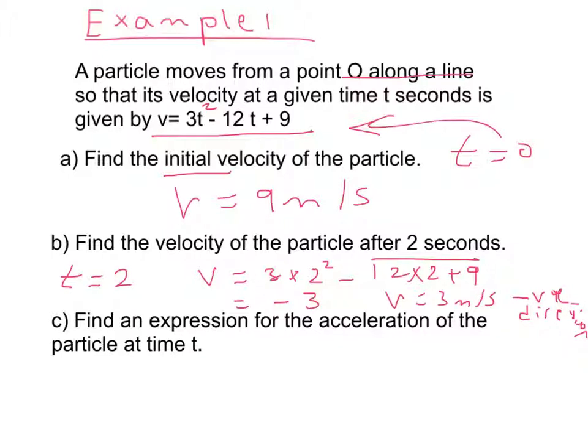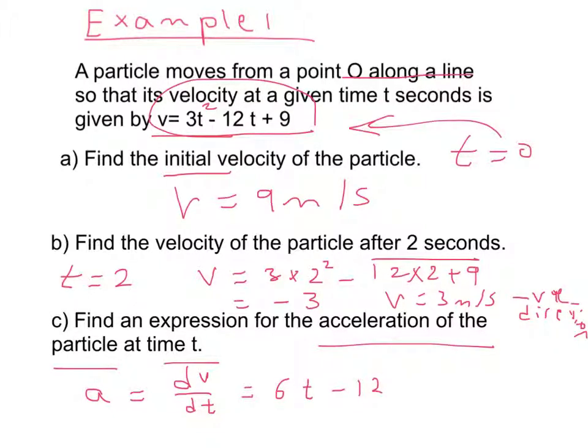Okay, now find the expression for acceleration of the particle at time t. As we previously discussed, acceleration, which is denoted by the letter a, is equal to dv/dt. So from the original expression at the beginning, v equal to 3t squared minus 12t plus 9, it will give us 6t minus 12. So therefore this is our expression for acceleration.